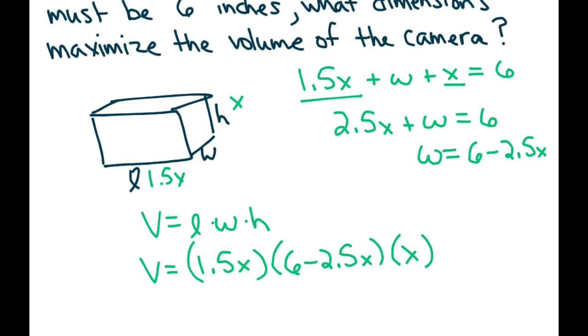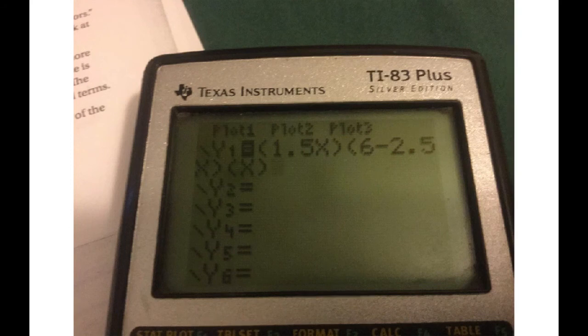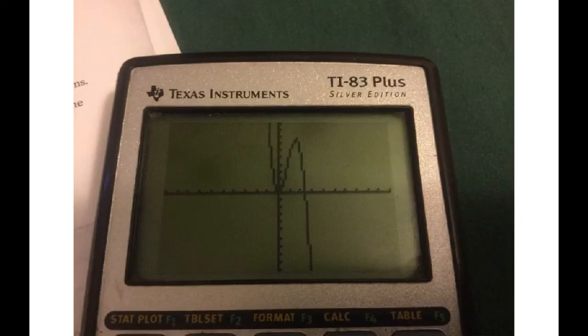What I'm going to do is I'm going to type that into my calculator exactly the way that I see it. So when y1 equals, I'm just going to put everything in parentheses, 1.5x, 6 minus 2.5x, and x. Then I'm going to graph it, and this is what I see. Because we're talking about a length, a width, and a height, you know that the answer has to be positive. We also said that we want to know the value of the dimensions that maximizes the volume. That means we're looking for a maximum. So let's use the maximum function on the calculator under second trace, number 4.